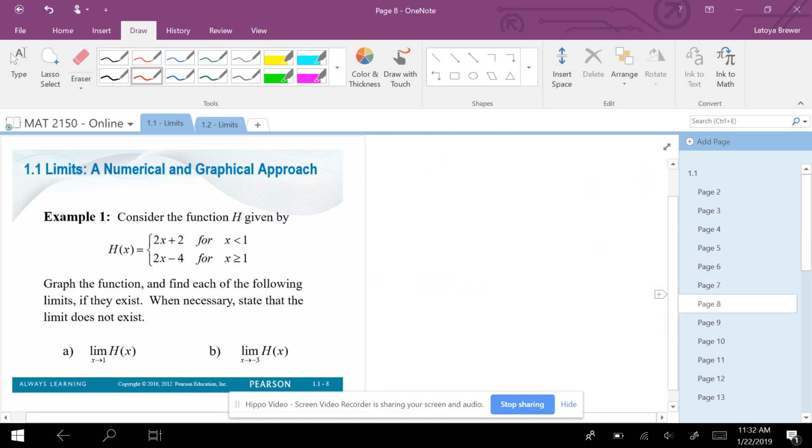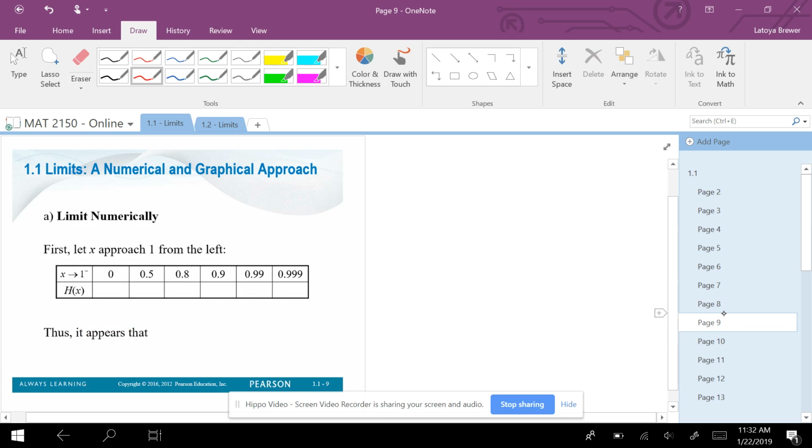So there's a few examples here. Let's go through one of these. We can do A, okay? So I'm going to kind of cheat and let you know that the limit does not exist for this at that point, so you guys can kind of see what it looks like when the limit does not exist. So let's jump into part A.